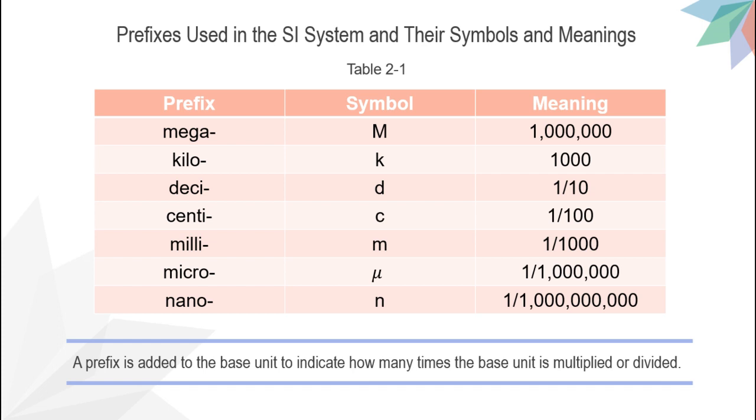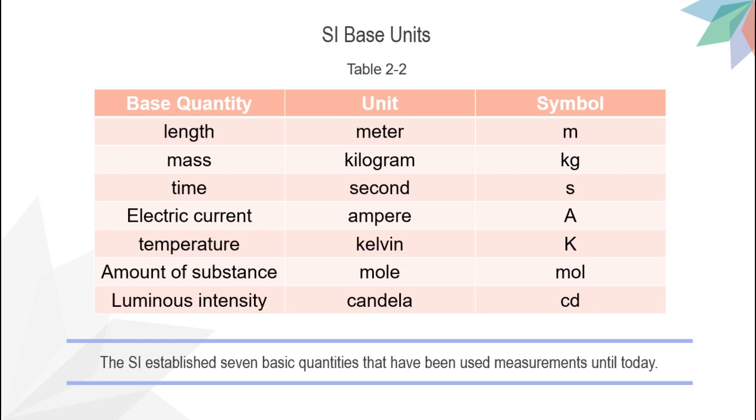So deci, d, 1/10, centi, 1/100, hundredths. Then we have milli, small m, 1 over 1,000, micro, nano, and so on. So a prefix is added to the base unit to indicate how many times the base unit is multiplied or divided, as I've said.